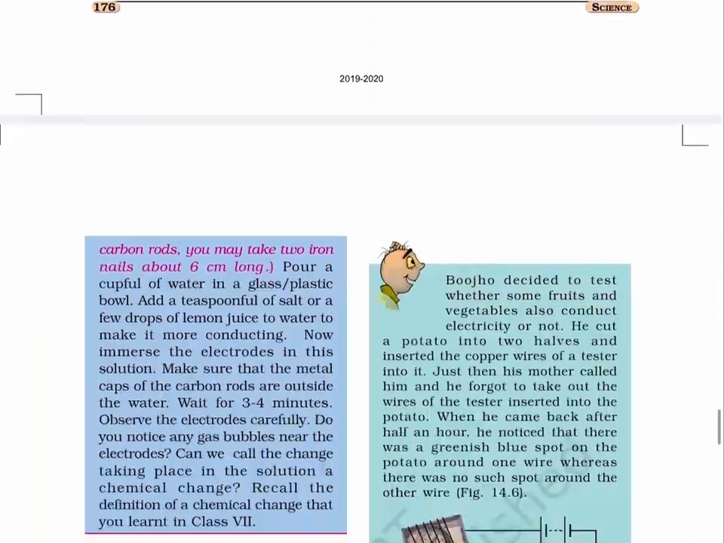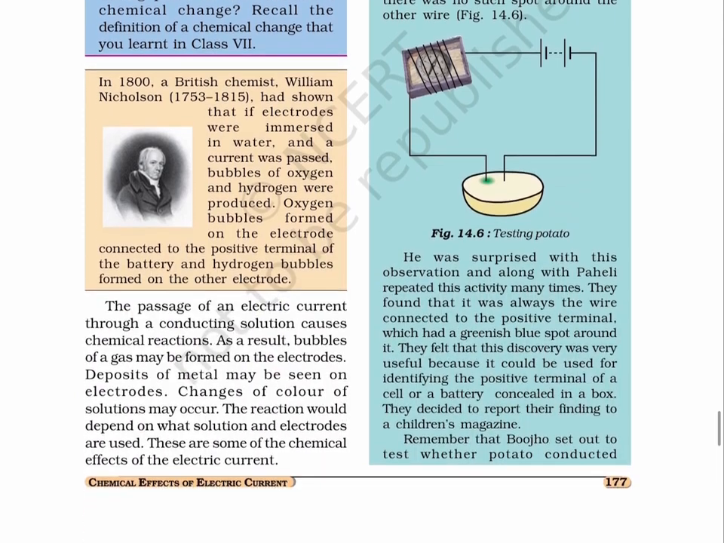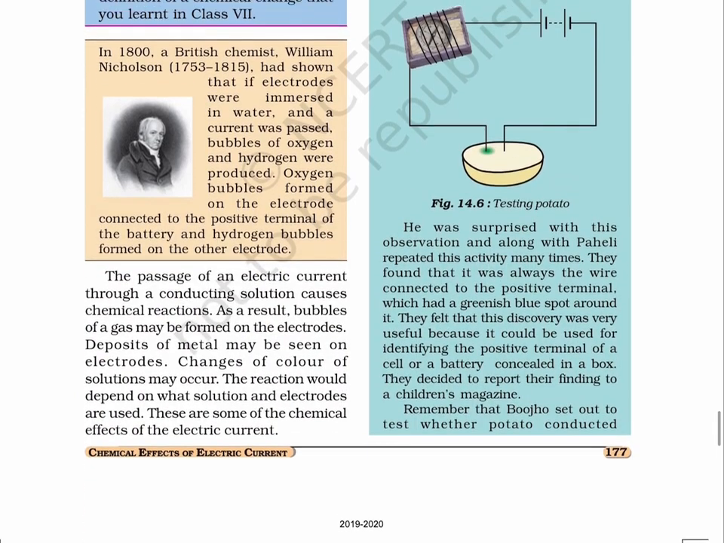In 1800, a British chemist, William Nicholson, 1753 to 1815, had shown that if electrodes were immersed in water and a current was passed, bubbles of oxygen and hydrogen were produced. Oxygen bubbles formed on the electrode connected to the positive terminal of the battery, and hydrogen bubbles formed on the other electrode. The passage of an electric current through a conducting solution causes chemical reactions.